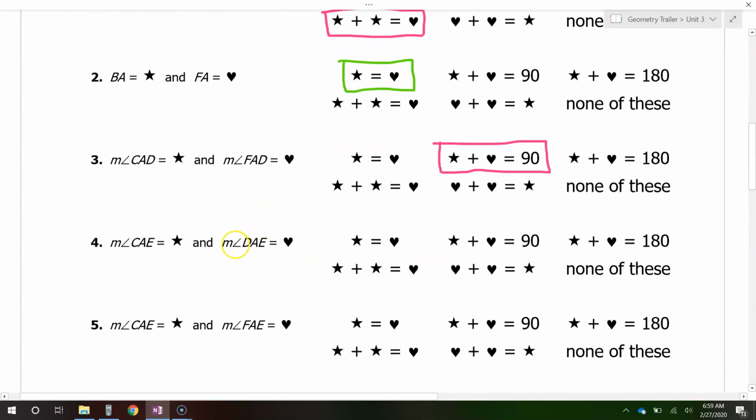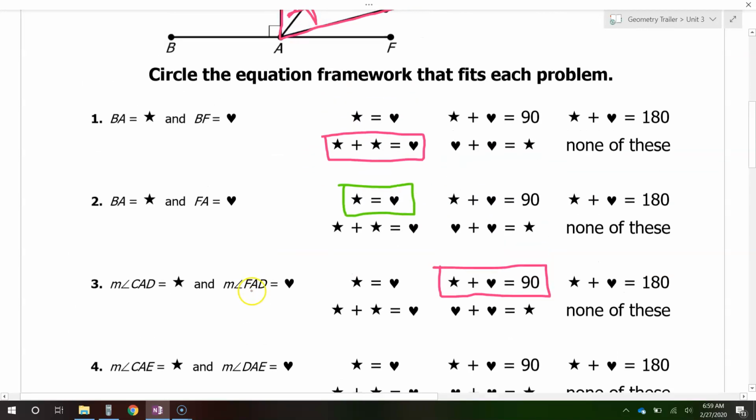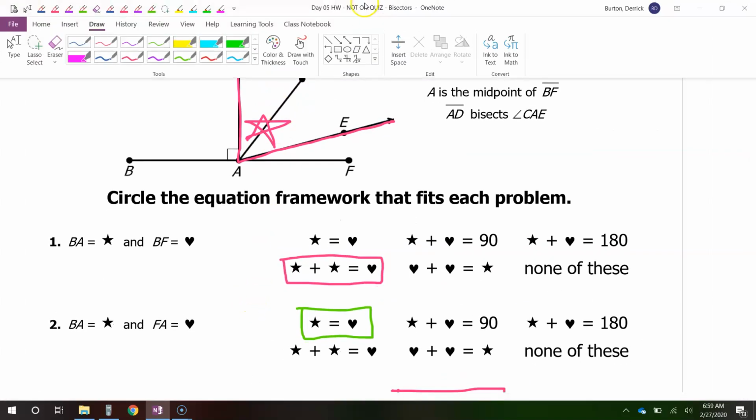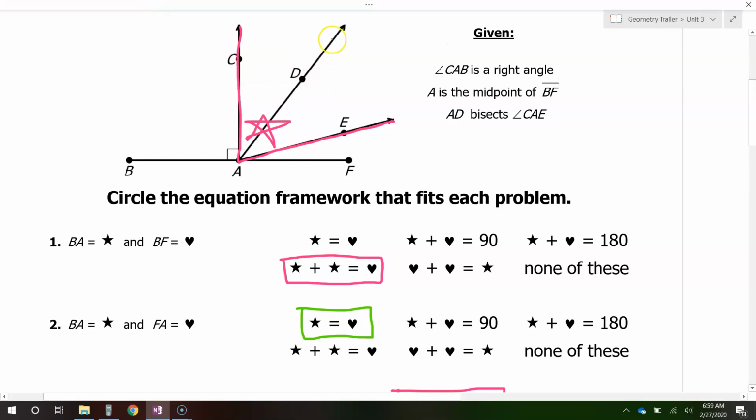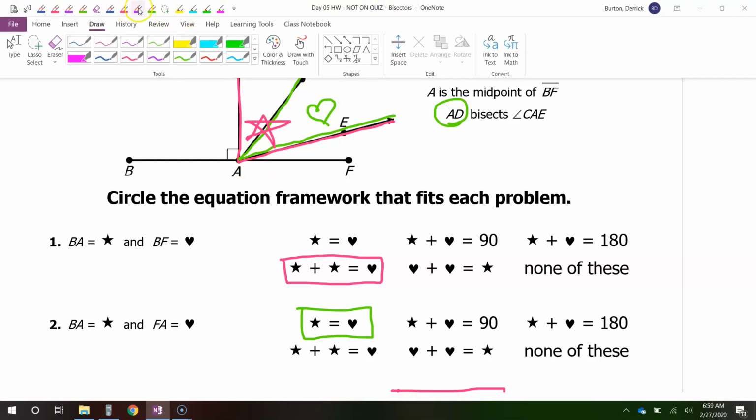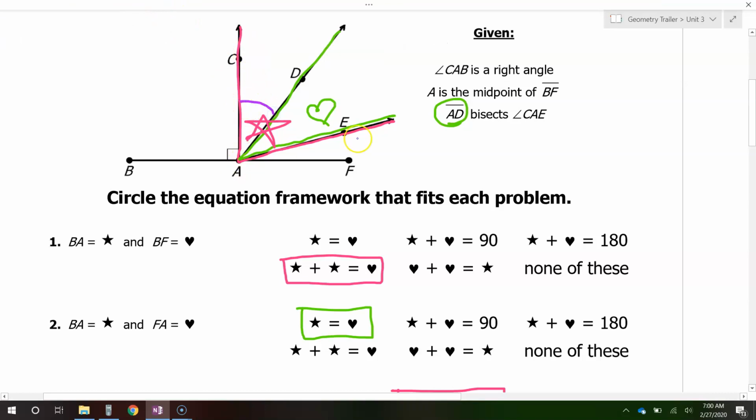Okay, what's next? Angle DAE is going to be the heart. All right, so now we have angle DAE, and that's going to be the heart. Now, remember that segment AD is a bisector. So segment AD is cutting this angle, CAE, in half.